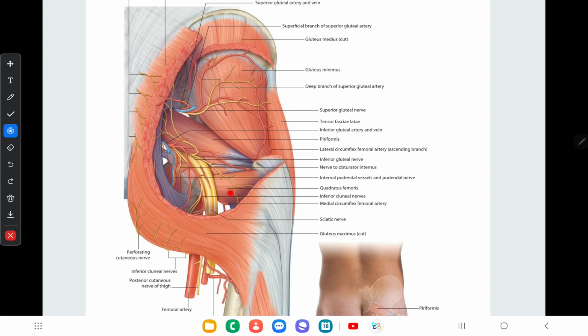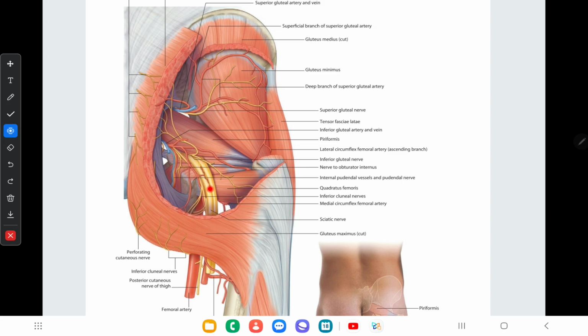Then quadratus femoris muscles. So when we talk about the course of the sciatic nerve, you can see the nerve appears below the piriformis muscle, and it curves downwards and laterally, and then it lies behind the ischial spine. Then it also lies behind the superior gemellus muscle, obturator internus muscle, inferior gemellus muscle and quadratus femoris muscle. Those are the relations and you have to remember those relations as well.